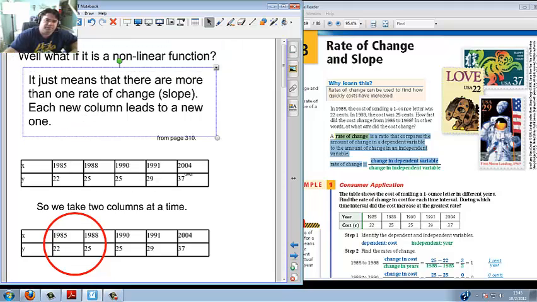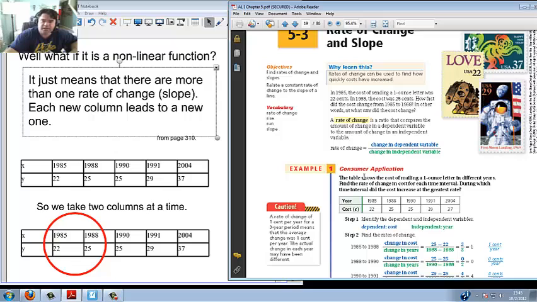For this example here, by the way, it says consumer application. The table shows the cost of mailing a 1-ounce letter in different years. Find the rate of change in cost for each time interval. During which time interval do the costs increase at the greatest rate?